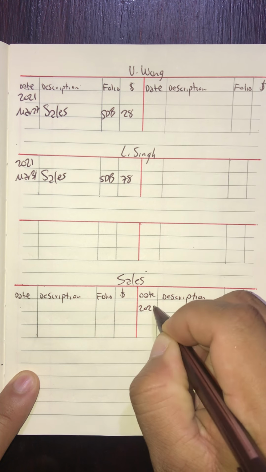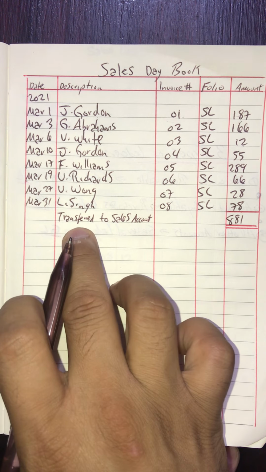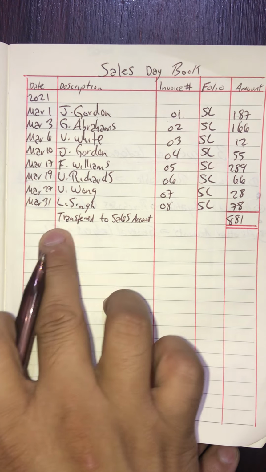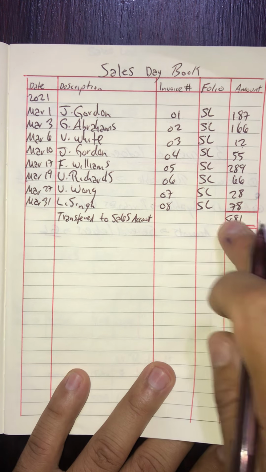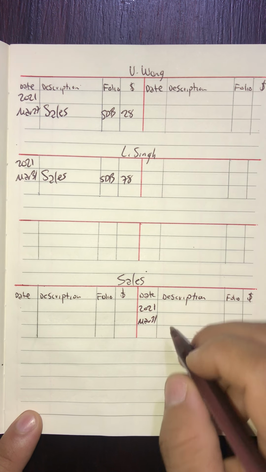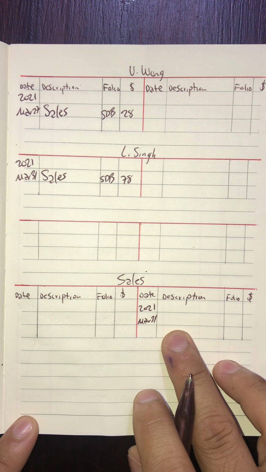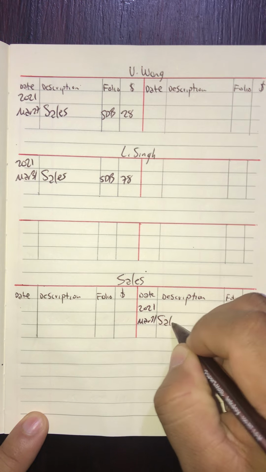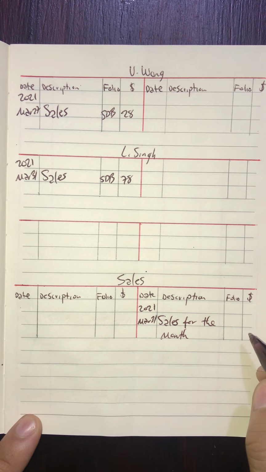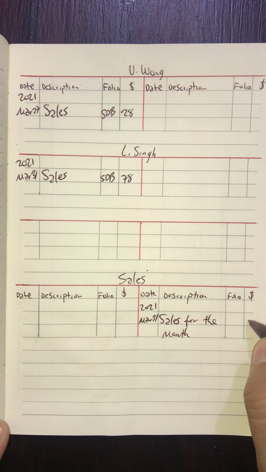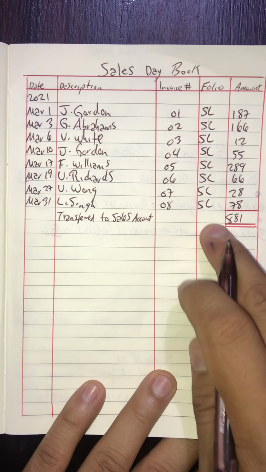So the year will be 2021, March 31st, because this is happening at the end of the month. Even though there's no date, we know that it is the end of the month that we are doing this calculation right here. So March 31st, our description will be sales for the month. The amount, 881. So we need a folio right here and we need a folio here.